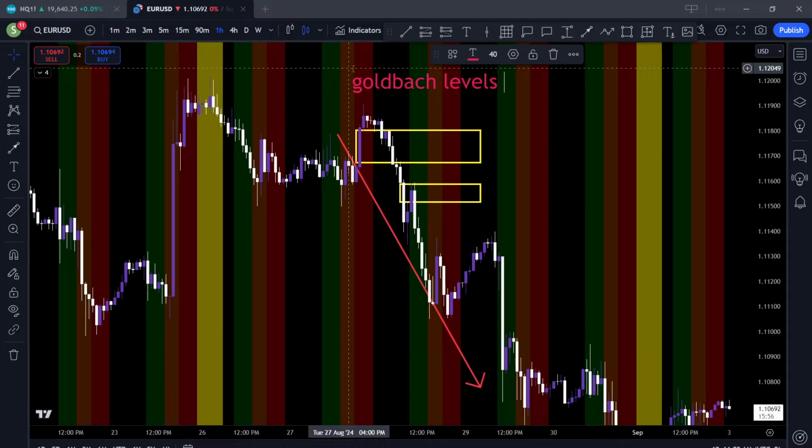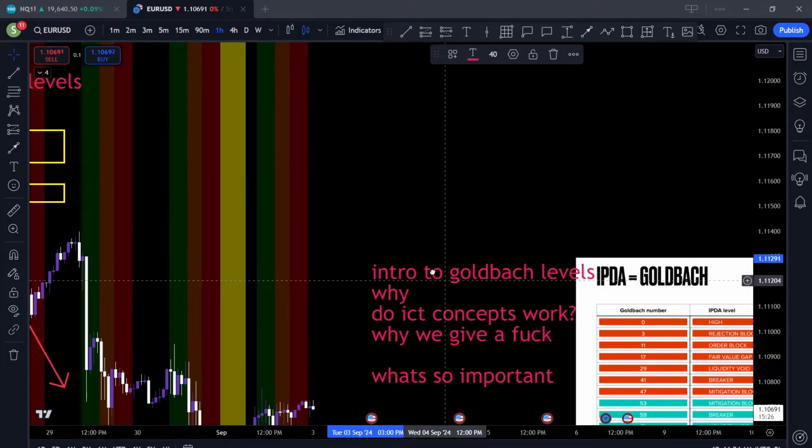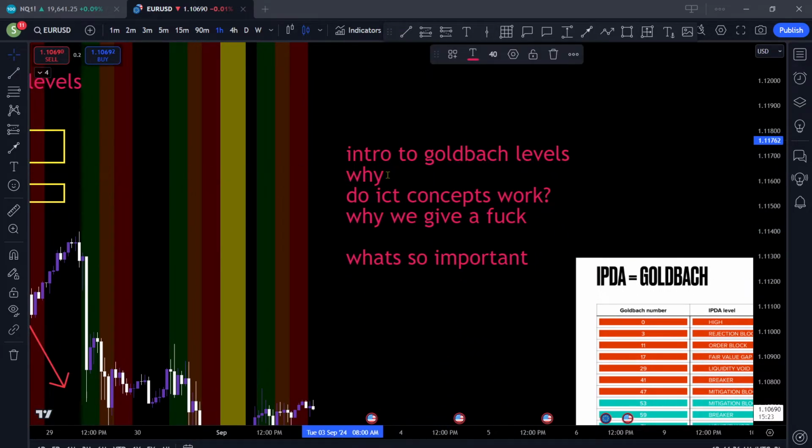Now, the thing about Goldbach levels, right? And again, if there's an algorithm and you believe that, that means there should not still be a measure of randomness to the PD arrays. So if you're telling me that all these things exist, London has functions, New York has functions, AMD or the power of three is playing out all over the place, liquidity, and I have all these PD arrays, right? So again, I'm heading back to why. I simply want to ask the question why.